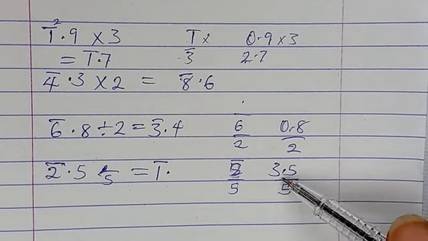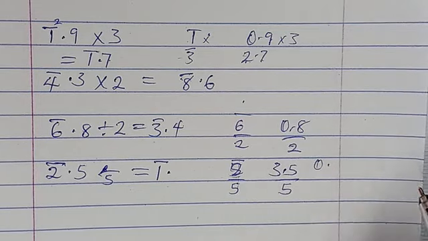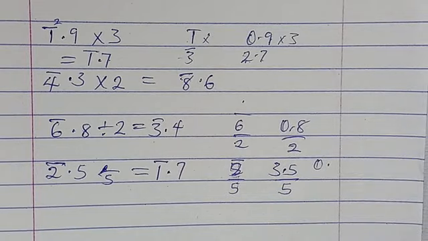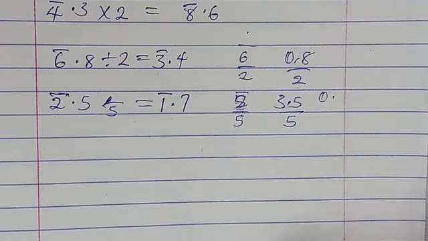And then this is now 3.5. So you already know it's 0 point. So we can now join this. 35 divided by 5 is 7. That is 0.7. So this is it for this one. You could see, I hope you're getting it easier now, right?